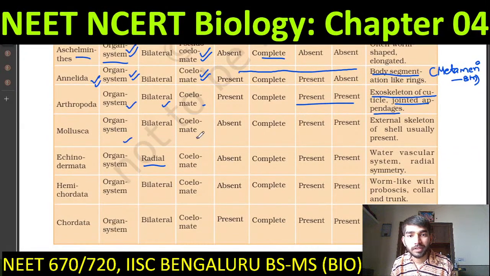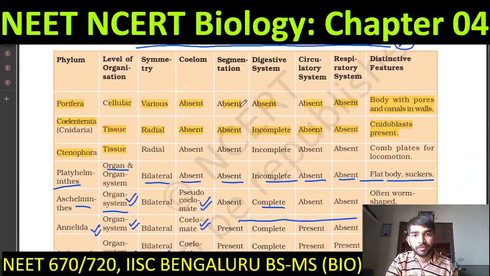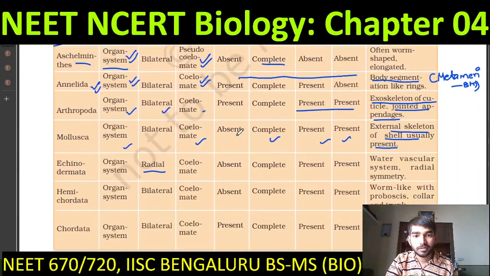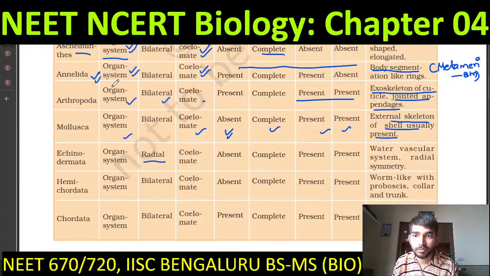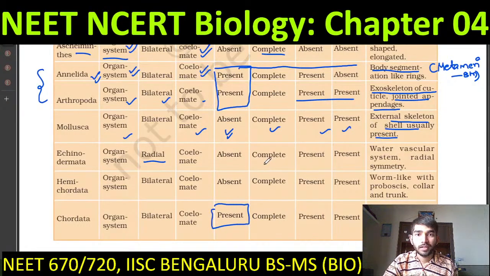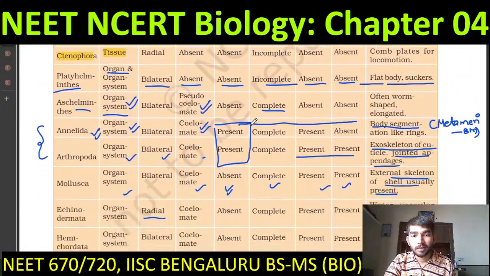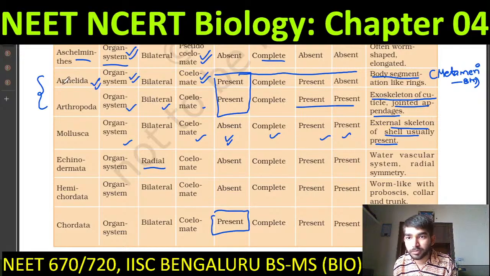Mollusca, organ system, everything is present, complete. External skeleton of shell usually present. So one thing is absent here, which is the segmentation is absent. So segmentation is only seen in few groups, like in Annelida and Arthropoda. In Chordata also segmentation is seen, but in the other groups segmentation is absent. Only in these three groups segmentation is seen. Remember this.